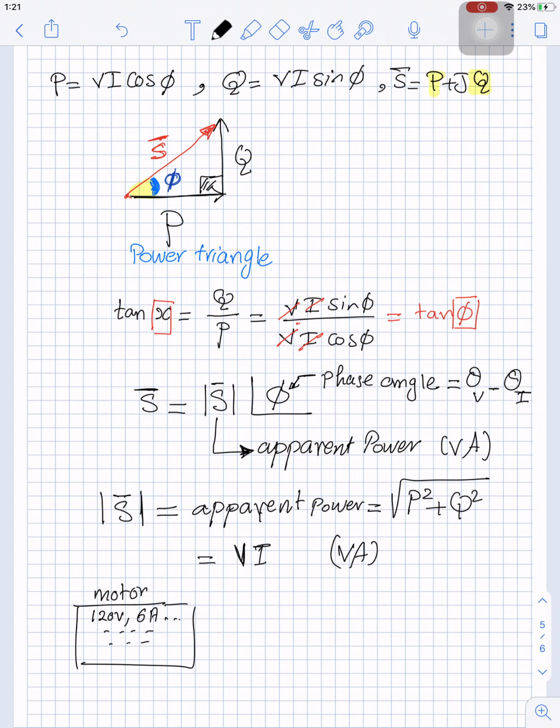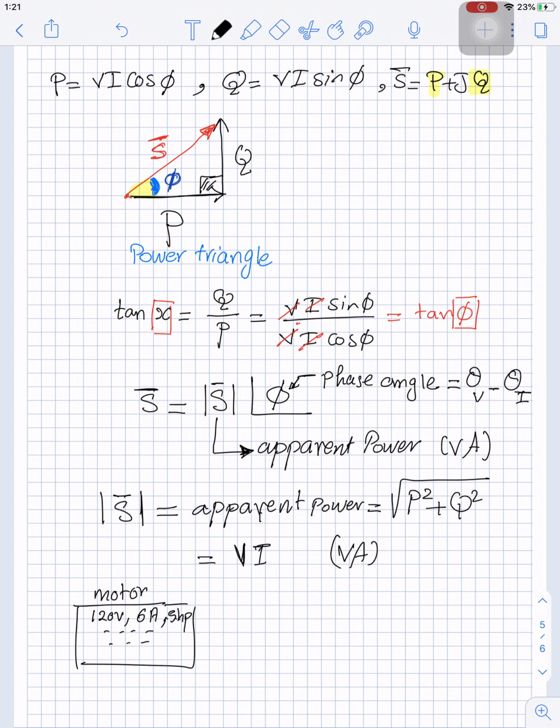Again, what is the meaning of rated? If you have a motor and this motor is 5 horsepower, we call this the rated. So the maximum load that we can put on this motor is 5 horsepower. If we take this motor out of the box, connect it to 120 volt, and start to load the motor with 5 horsepower, which is written on the nameplate, it will take 6 ampere.